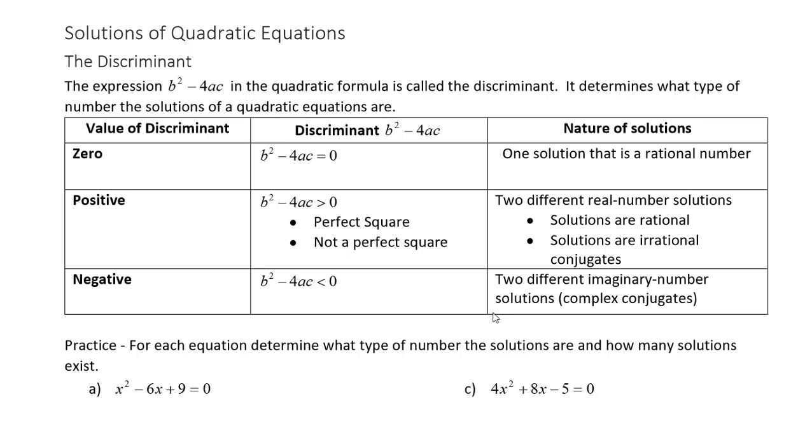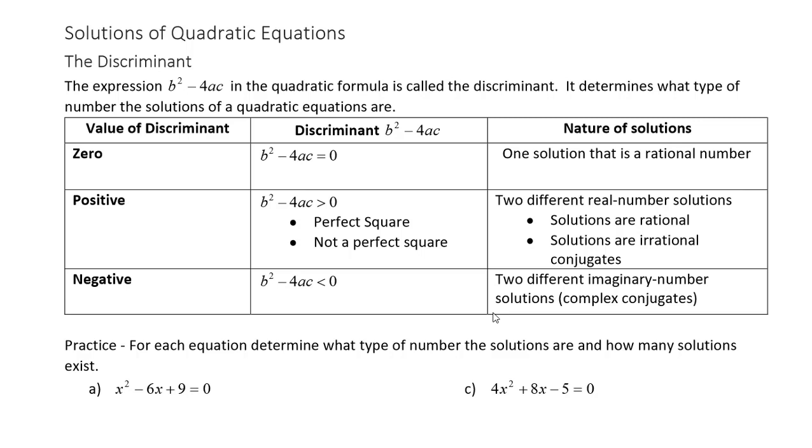In this section, we're going to look at solutions of quadratic equations, namely the discriminant, and there's a lot to say about the discriminant. But you may recall that the expression b squared minus 4ac is the part of the quadratic formula that is inside the radical. In the quadratic formula, this b squared minus 4ac is called the discriminant. It determines what types of numbers the solution of a quadratic equation might have.